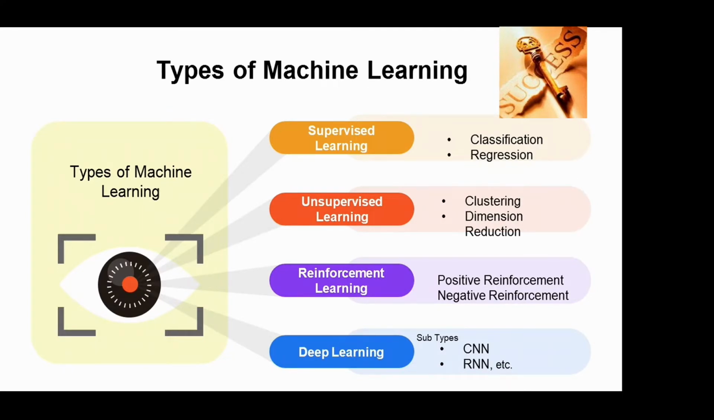And the second type is unsupervised learning. But before going to unsupervised learning, in supervised learning we have to give proper labels to each record.